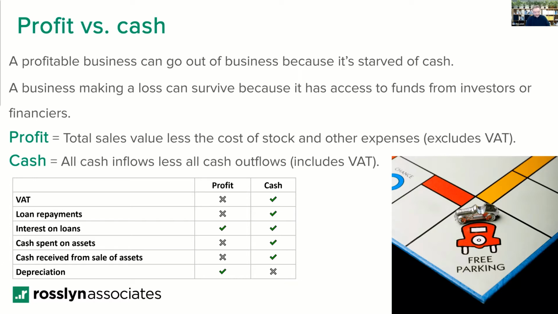Depreciation, which is the annual write-off of your fixed assets, does affect your profit, but it doesn't affect your cash because it's an accounting transaction. Okay, hopefully that's given some idea, or a start of an understanding, of the difference between cash and profit.